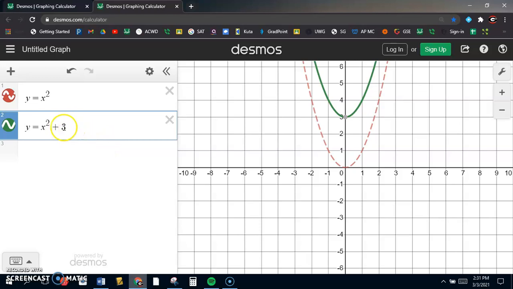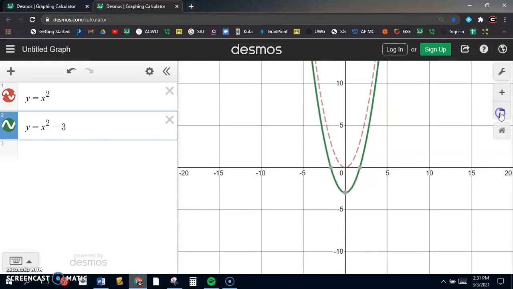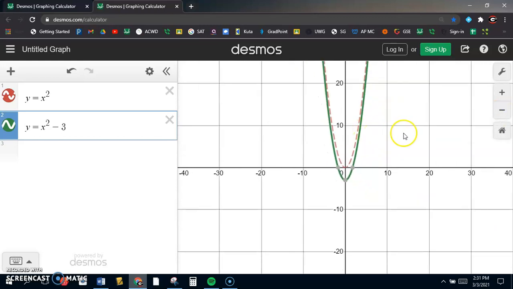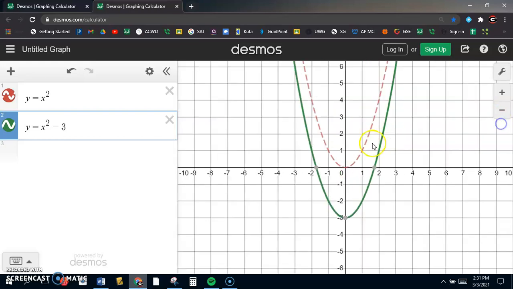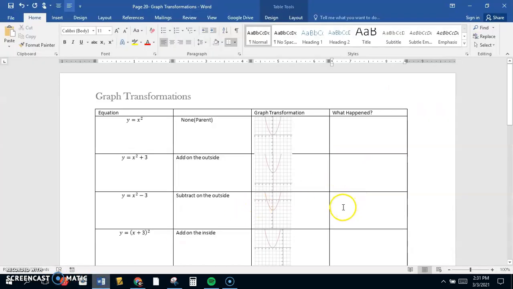So let's explore that. I could simply change this plus to a minus, and you see again, if I zoom out, it's really the same width. It's just that the graph went down 3 units. This vertex, what we call this turnaround point, went down here. So if you subtract on the outside of a function, you go down. If you add on the outside of a function, you go up. So here you would say it goes down 3.